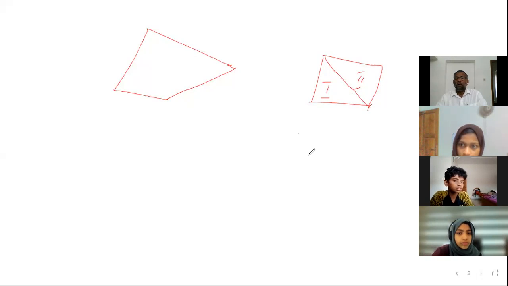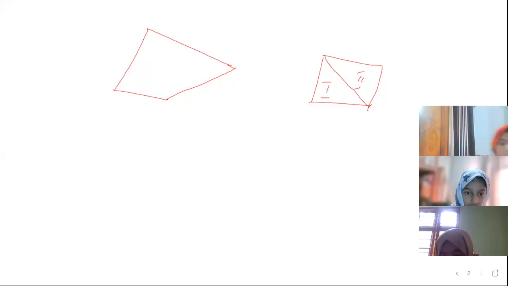Diagonals. In a quadrilateral, how many diagonals are there? Two diagonals. One is here, one is like this. We can draw two diagonals.